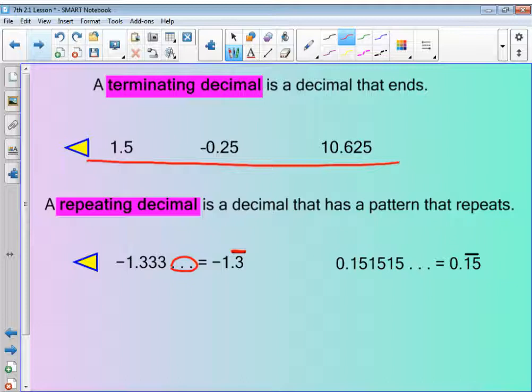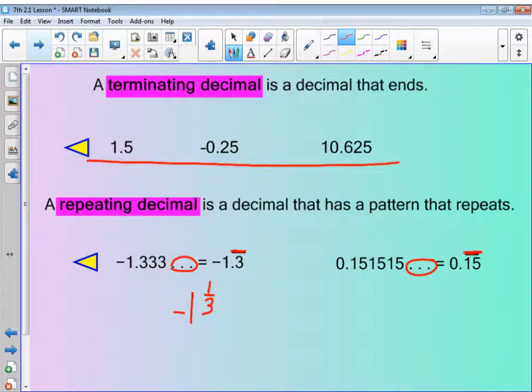Now, to explain why repeating numbers are considered rational, well, really, this could be written out as negative 1, and then 0.3 repeating is 1/3. And notice that 1/3 is a fraction. Okay, another example here we have is 0.151515, and once again, we have these 3 dots saying that's going to continue forever. So take note that they wrote out the final answer as 0.15 with a line over both the 1 and the 5 because they both continue to repeat.